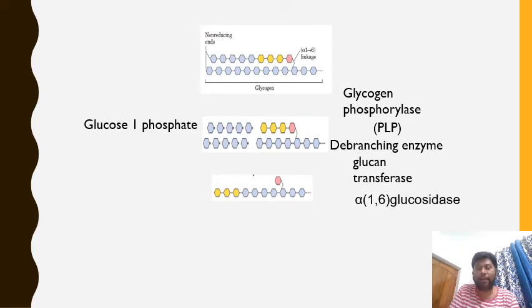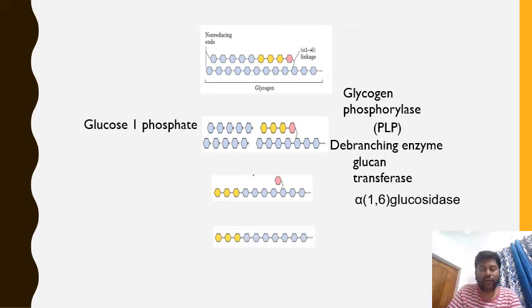Okay, so what will happen is that the glucose residue attached with the alpha 1,6 linkage will be exposed. The glucan transferase will transfer the last 3 glucose residues from one branch to the other branch, and it exposes the alpha 1,6 glycosidic bond. Now, to this exposed bond, the enzyme alpha 1,6 glucosidase will break it and release the glucose molecule, so that the branch point will be converted into a linear structure.